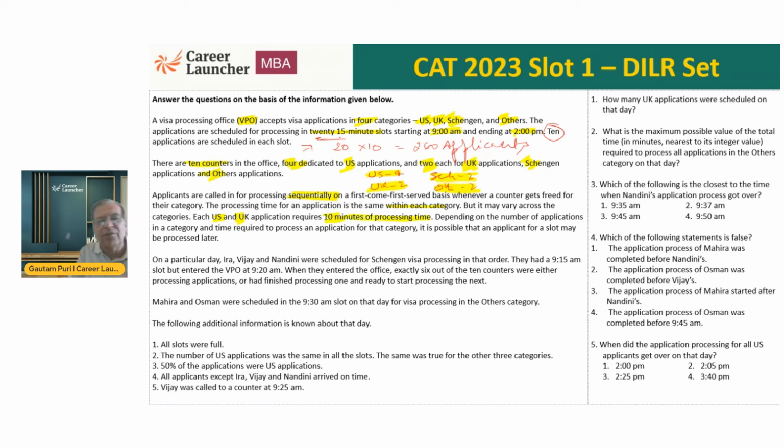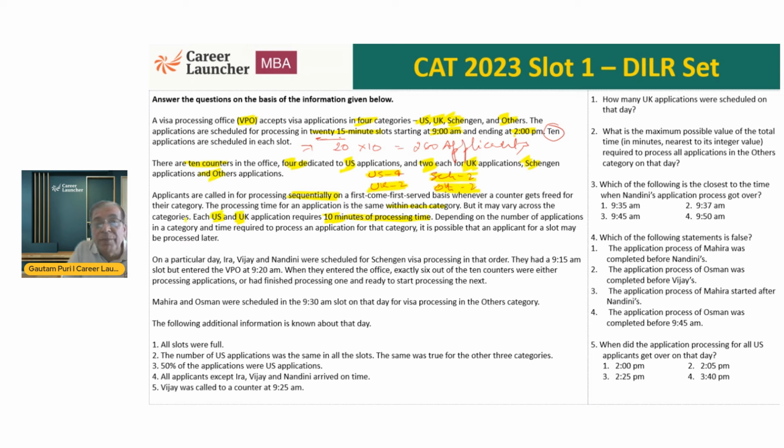So each US application will take 10 minutes to process. So if a person comes at 9 and his or her work starts at 9, at 9:10 they will be free. Okay, and then at 9:10 the other person can be picked up. Same thing for UK. So each US and UK application requires 10 minutes.